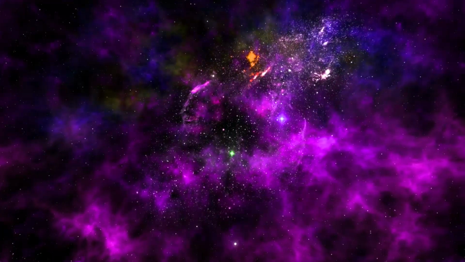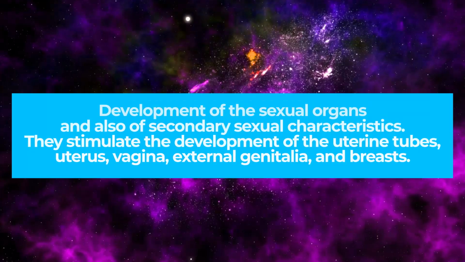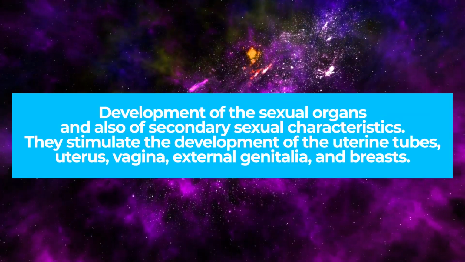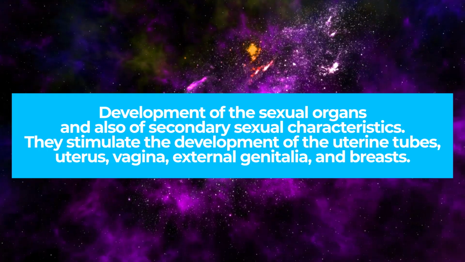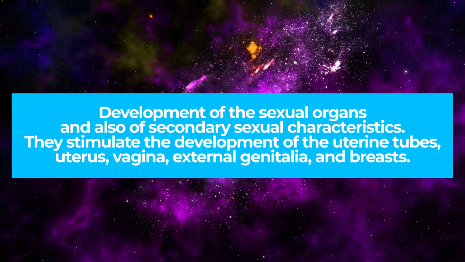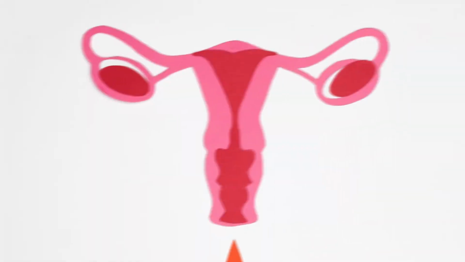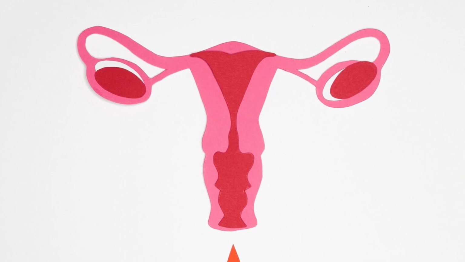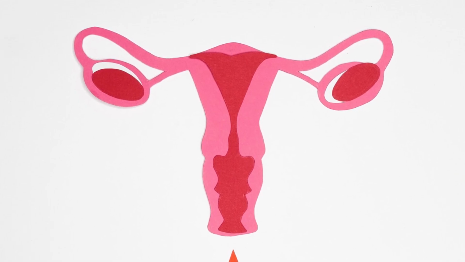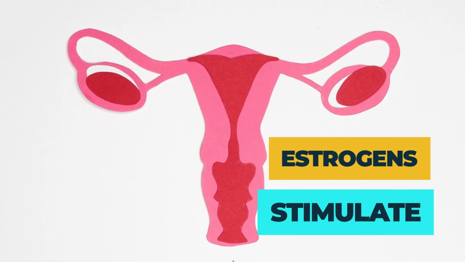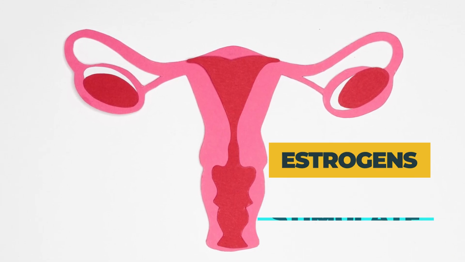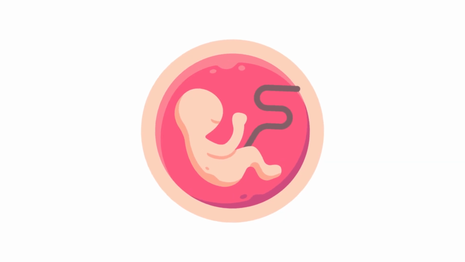They mainly act on the development of sexual organs, as well as secondary sexual characteristics. They stimulate the development of the fallopian tubes, the uterus, the vagina, the external genitalia, and the breasts. In the pre-ovulatory phase of the menstrual cycle, the estrogens produced by the follicular cells stimulate the proliferation of the endometrium and the glands located there, whose function is to support a future embryo.